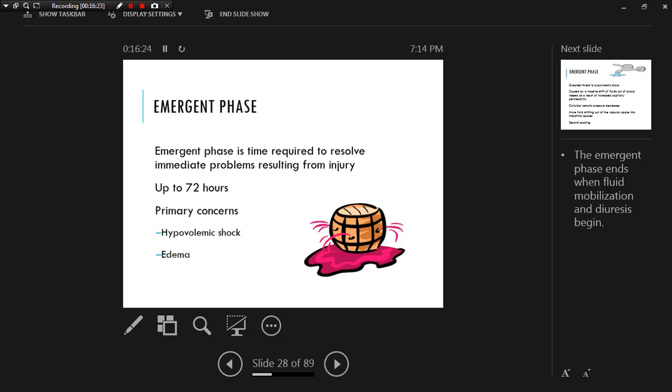So the emergent phase, this is going to be the phase that occurs up to 72 hours post-injury. And our primary concerns are hypovolemic shock, fluid loss, electrolyte imbalances, and massive edema.